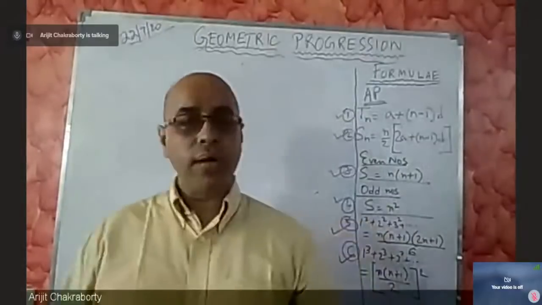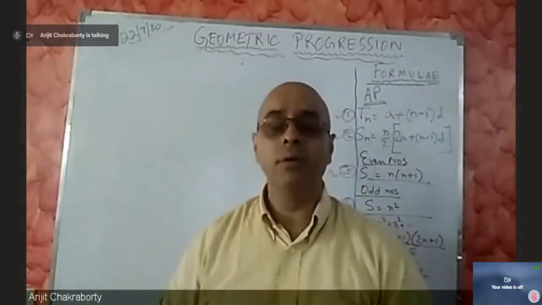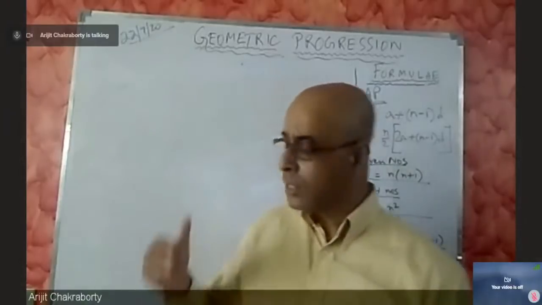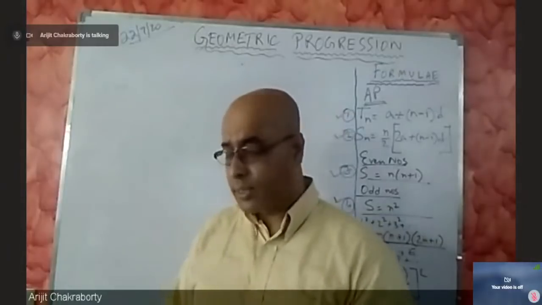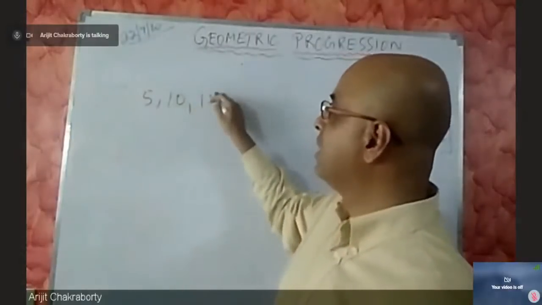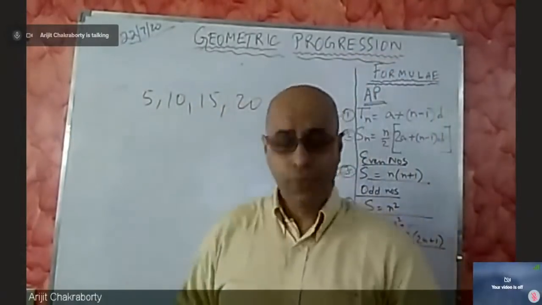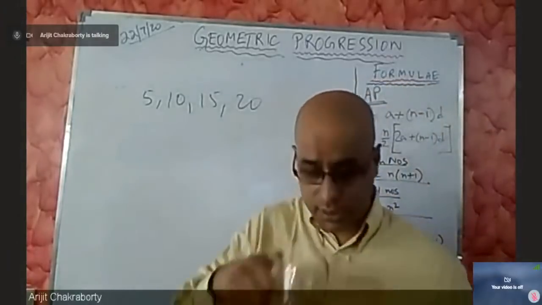Okay. So let's go back to series and sequence, and we will take up GP now, geometric progression. So we saw that if I say something like, for example, 5, 10, 15, 20, this is something you can call a sequence.